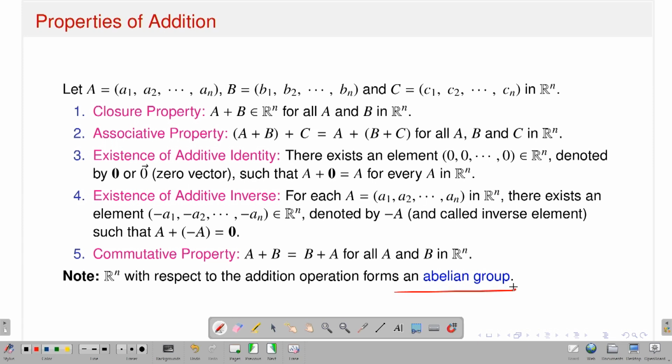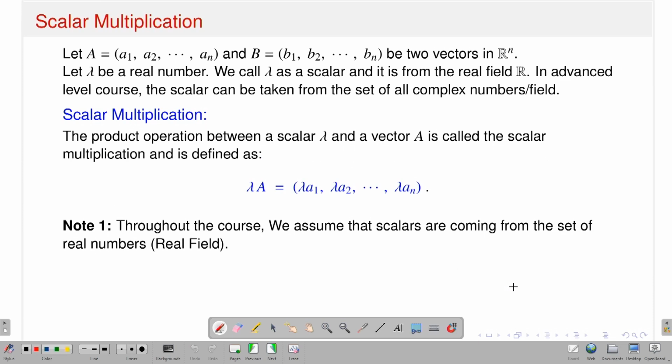Next, we will introduce another operation involving a scalar and a vector, which is called scalar multiplication. Let capital A and capital B be two vectors in Rn. Let lambda be a real number. We call lambda a scalar and we take this scalar from the real field. Field is a concept in abstract algebra; otherwise, just take it as the set of all real numbers.